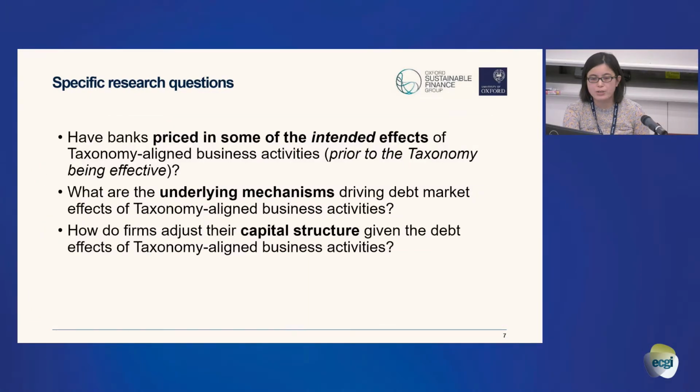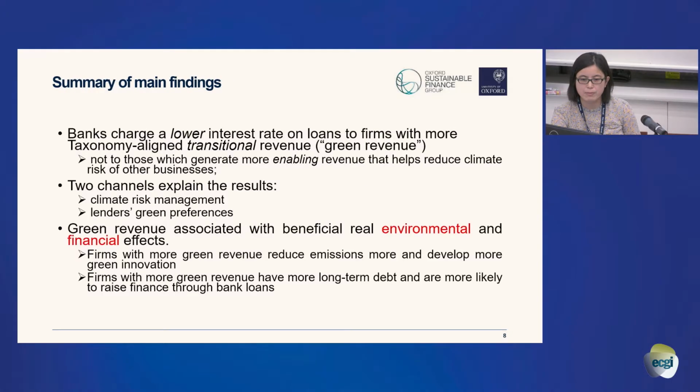Our research questions include whether banks have priced in the effect of taxonomy-aligned business activities. If so, what are the underlying mechanisms, and how do firms adjust their capital structures? These are the research questions.